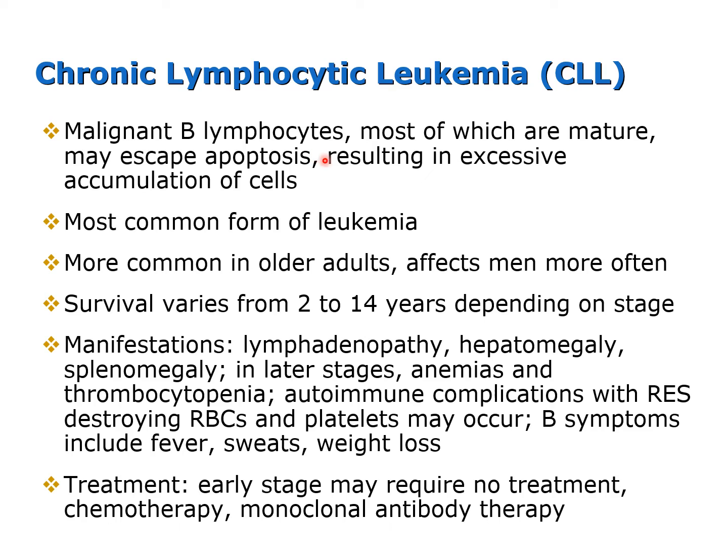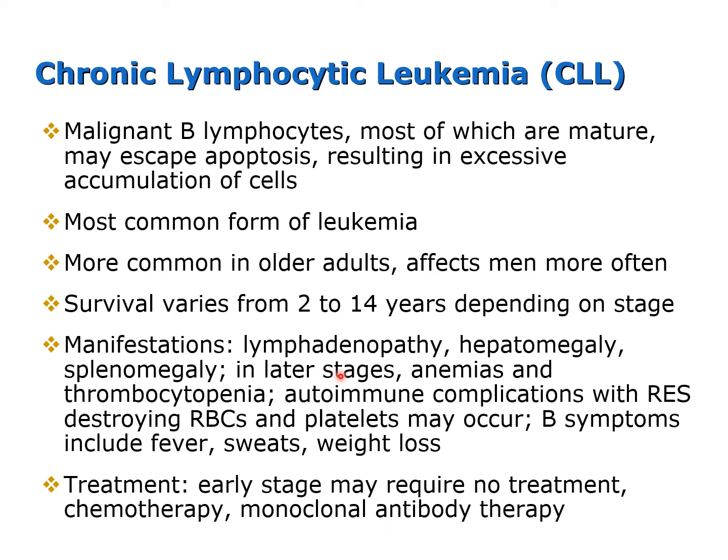So unfortunately here they're not dying off, so you're getting this excessive accumulation of cells in your body. And obviously if they're supposed to die, that means they've done their duty. So why are they still sticking around, right? It's a problem if they're still there. Once again, think leukemia, think proliferation, think too much of something going on. Considered the most common form of leukemia, more common in older adults, affects men more often. Survival varies for this one anywhere from 2 to 14 years, depending on the stage.